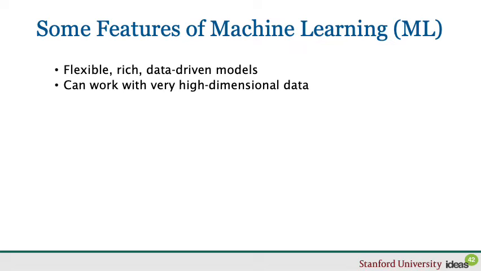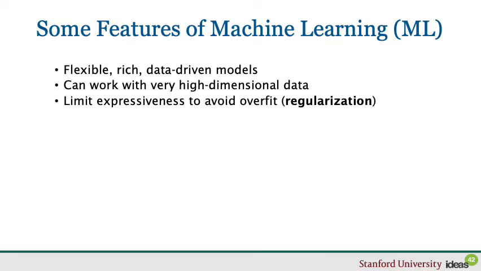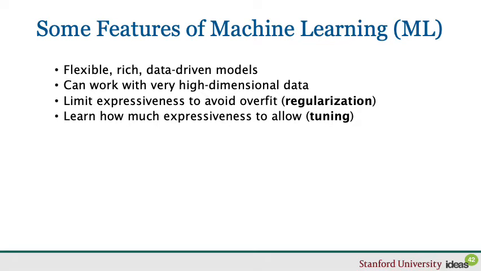Now, in order to make that work, I will argue in the next module that we need two other crucial ingredients. The first ingredient is that we actually have to limit the expressiveness of our functions to avoid overfit, so that we make sure that what the machine finds when it searches through those very complex functions isn't going to be spurious. And second, we can actually use the data to decide how much of that expressiveness to allow, in other words, how much to regularize, which will be called tuning.